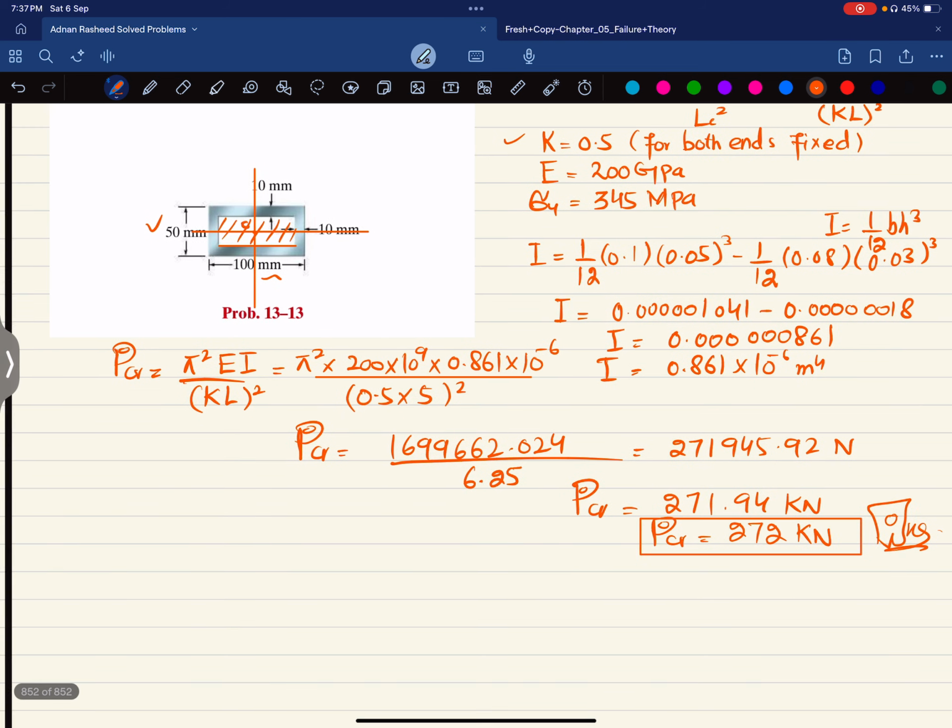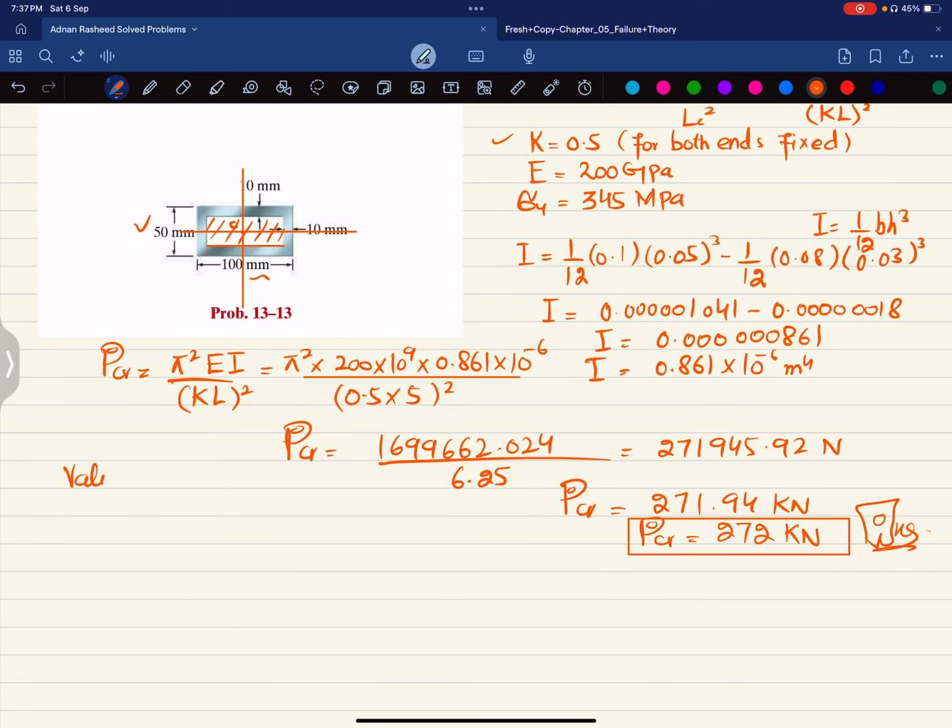Now we will check the validity of the Euler formula, whether it is exceeding the yield stress or not. So we know that if your critical stress is less than the yield stress, it will be okay. So what is critical stress? Critical stress is equal to critical load divided by the area, that should be less than the yield stress. So what is the area of this? You can see again, this is a hollow rectangular section.